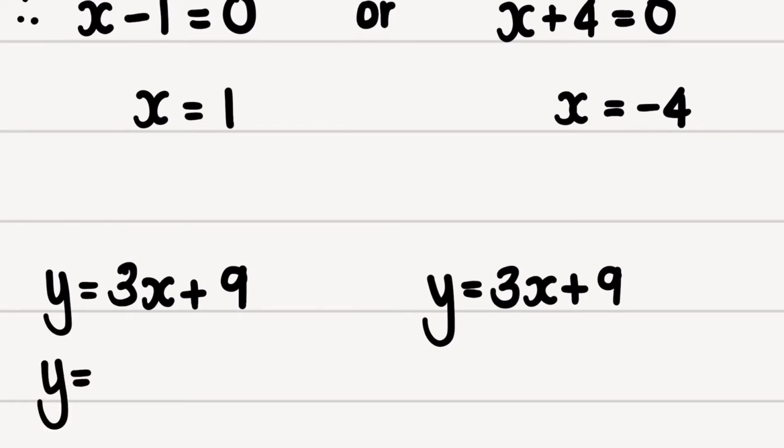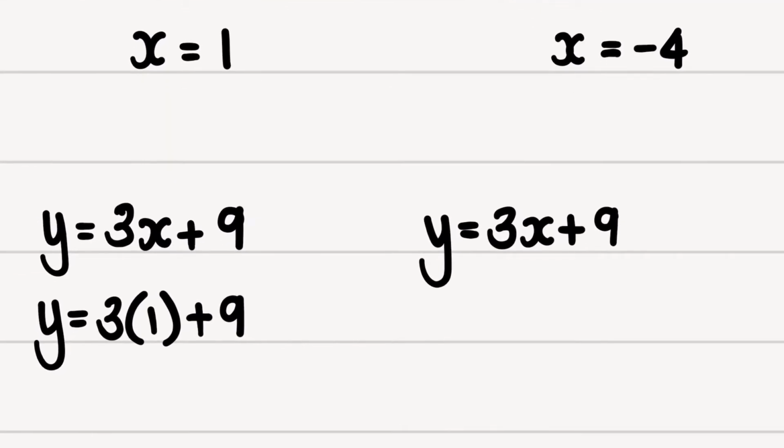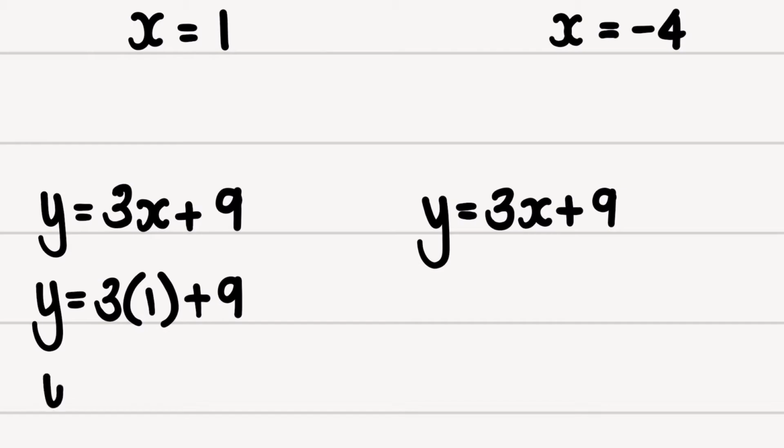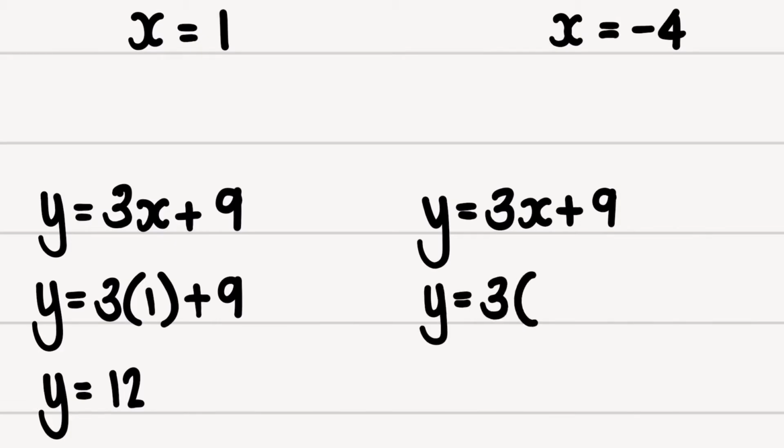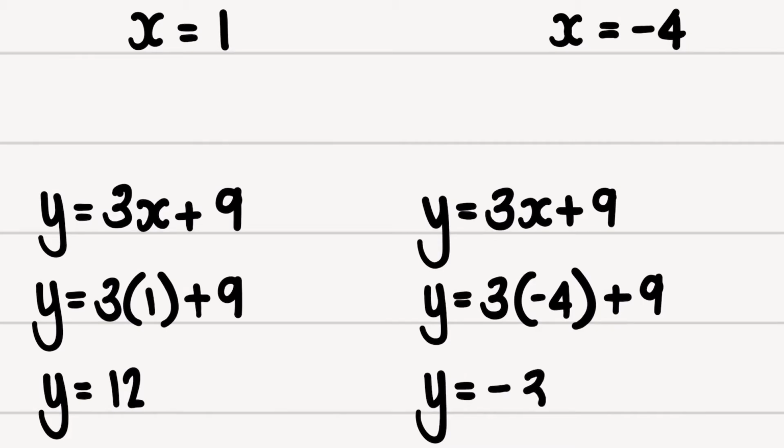So y is equal to 3, and in place of the x, I'm going to put 1, plus 9. So that means that y is equal to 3 times 1 is 3, plus 9 is 12. Or y is equal to 3 times negative 4 plus 9. 3 times negative 4 is negative 12, plus 9 is then negative 3.